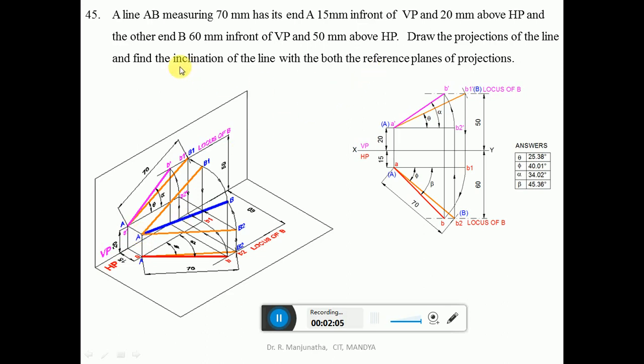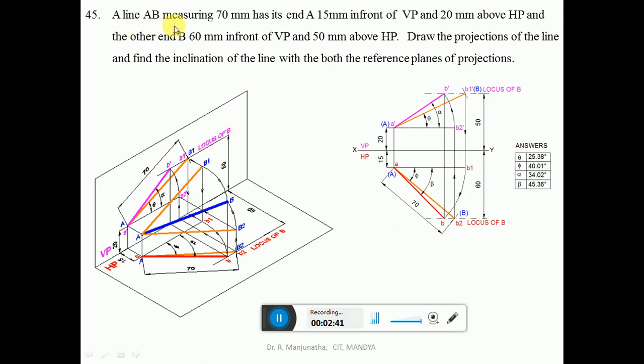Now the other end B is 60 mm in front of VP. When you look from the top view, this is the 60 mm in front of VP. So that is this distance in front of VP. From here you measure 60 mm and draw a locus of B in HP. And 50 mm above HP. So this is 50 mm above HP, and this above-HP distance of 50 mm is seen in the vertical plane.